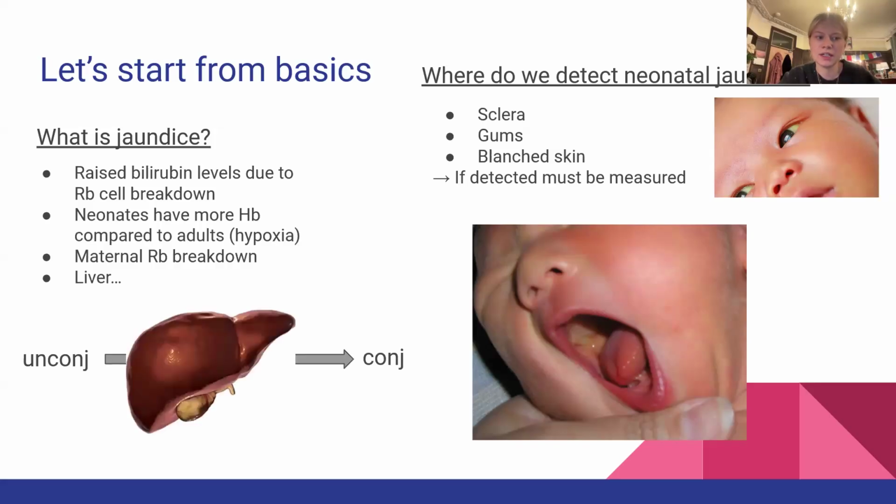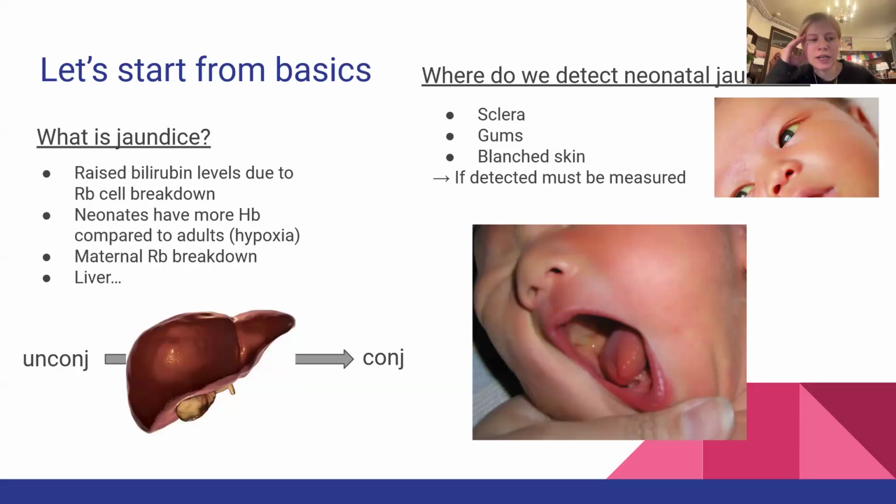So the liver does many things, but one of the functions of the liver is to conjugate your bilirubin. So we have circulating unconjugated bilirubin from red blood cell breakdown, which the liver then conjugates and is therefore a soluble, excretable form that can then be excreted by the kidneys in the form of urine.